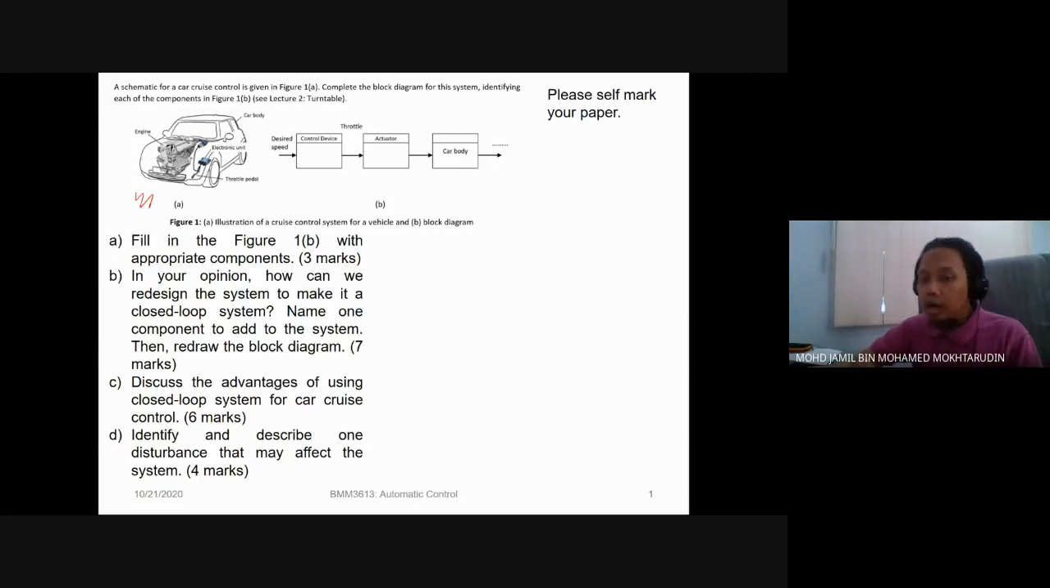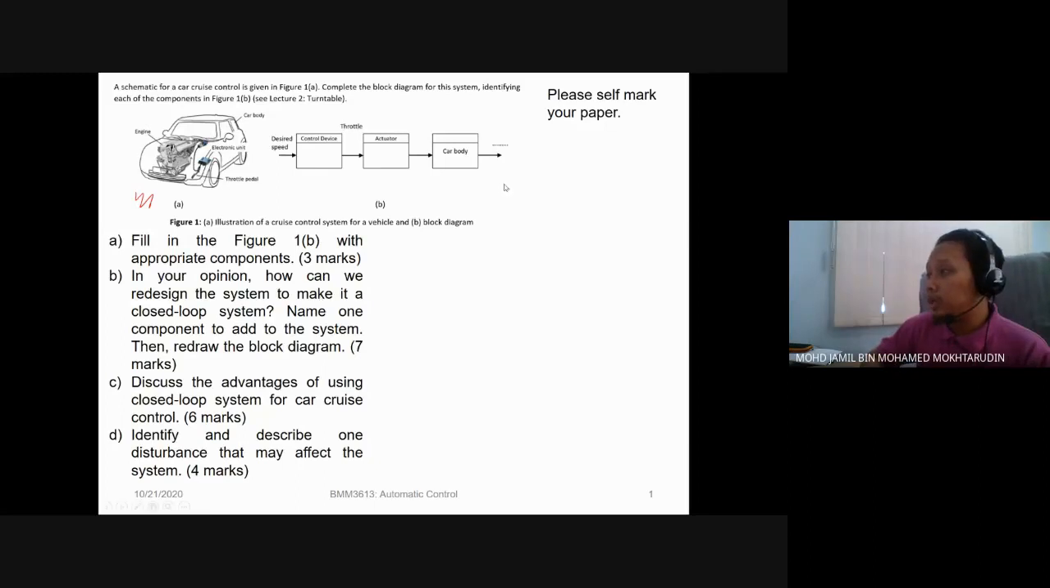All right. So for quiz number 1, the question asks, a schematic for a car cruise control is given in figure 1A. Complete the block diagram for this system, identifying each of the components in figure 1B. So for question A, fill in figure 1B with appropriate components.